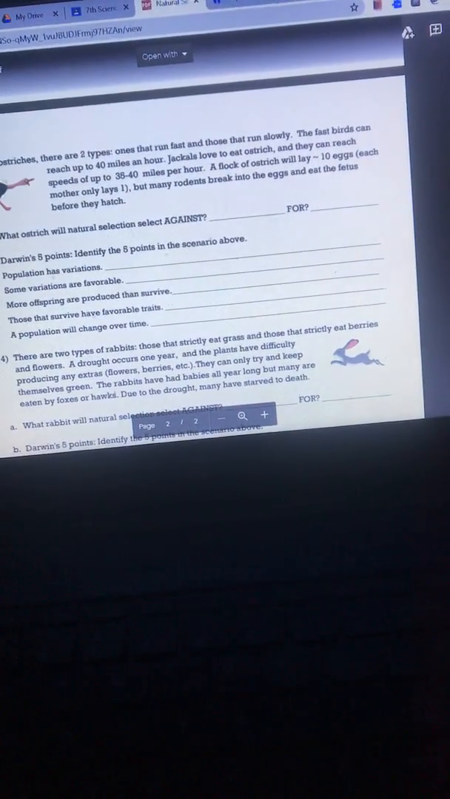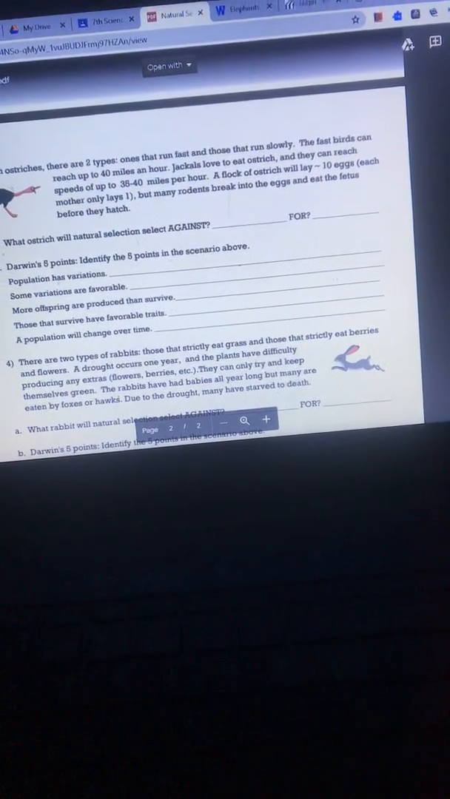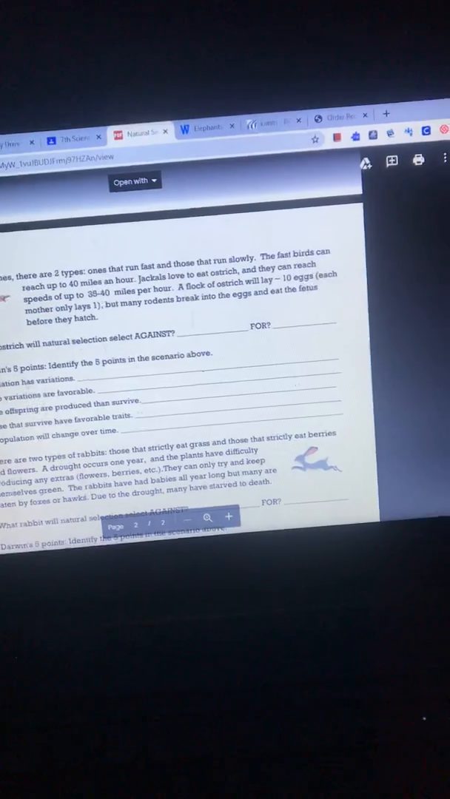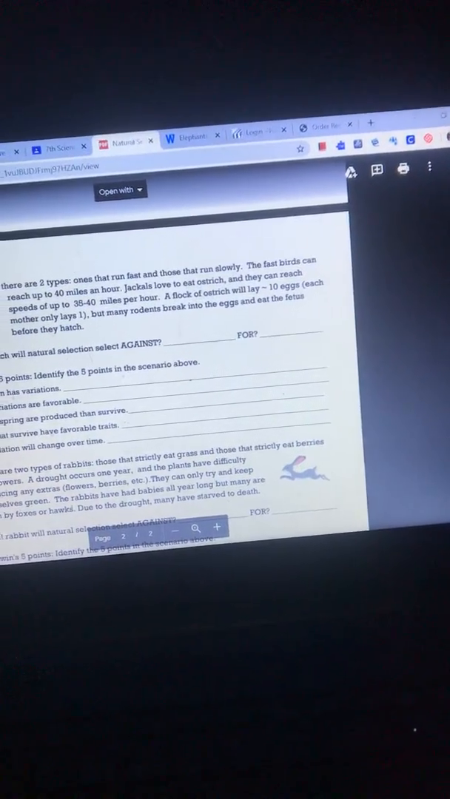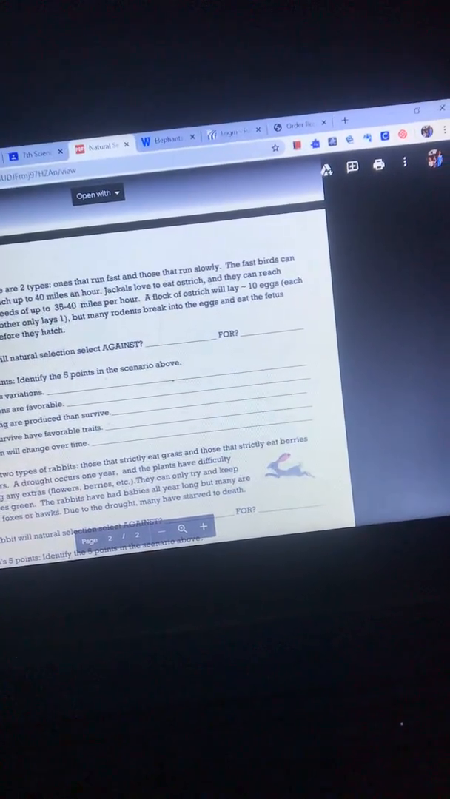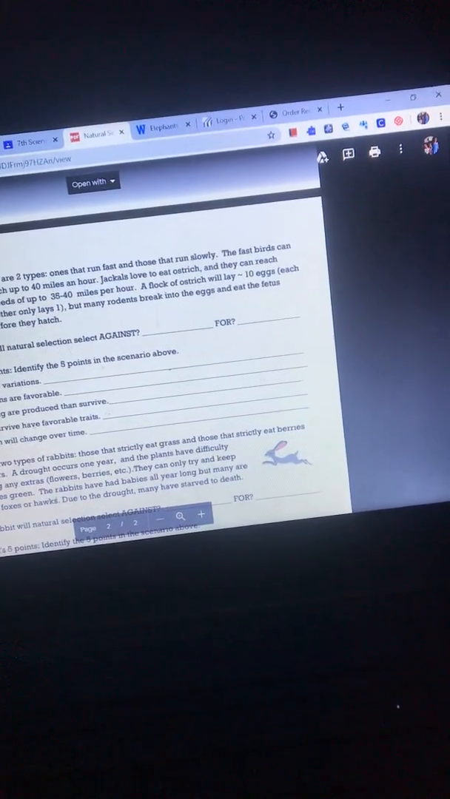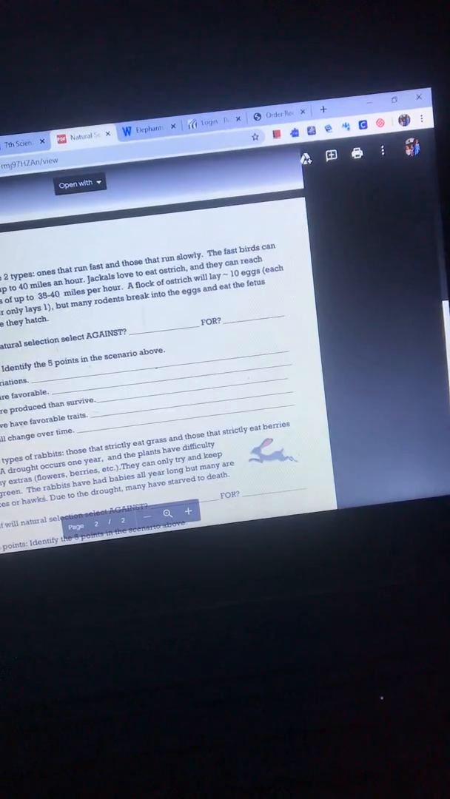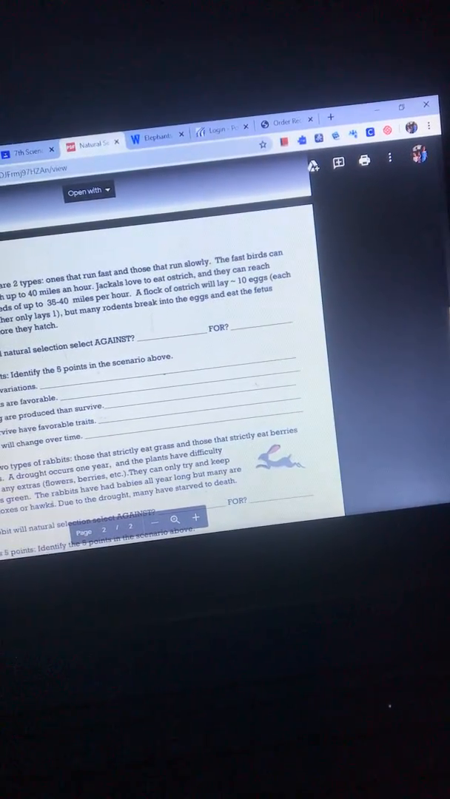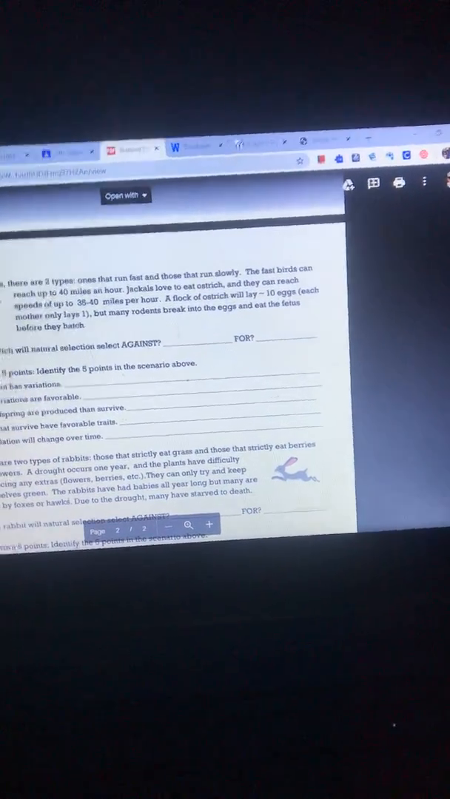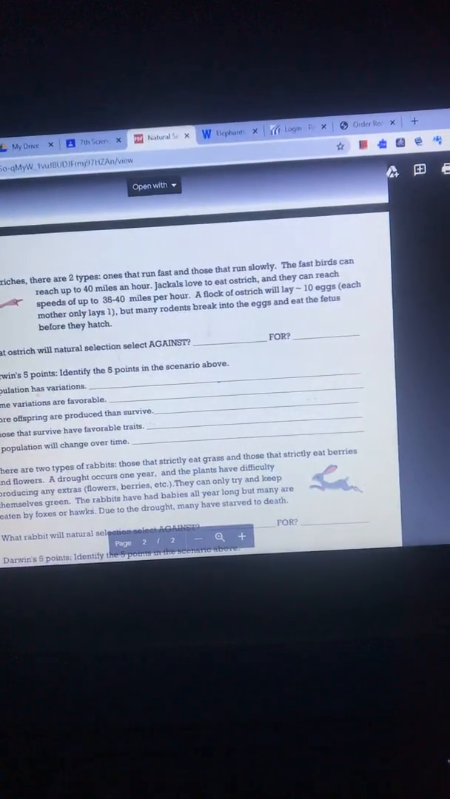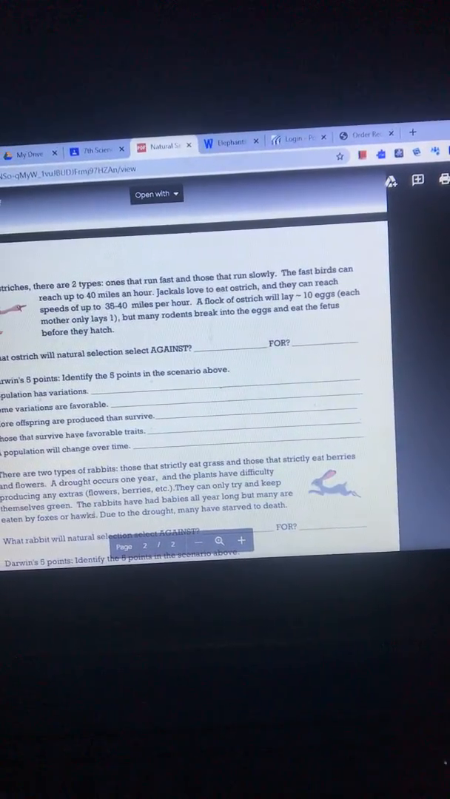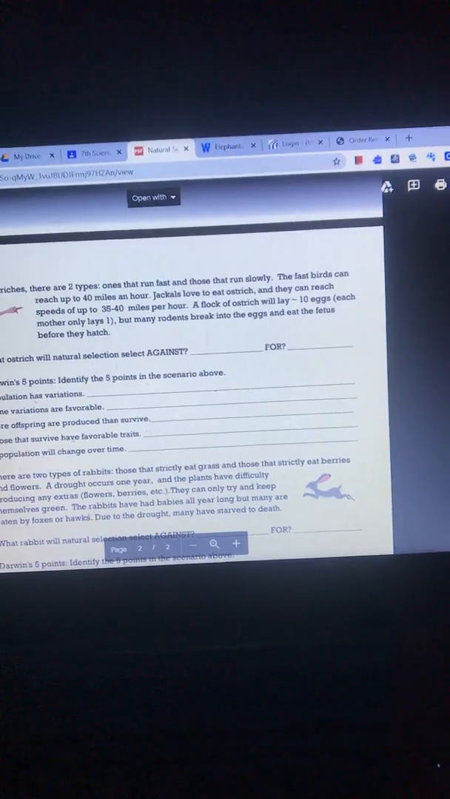A flock of ostrich will lay about 10 eggs. Each mother only lays 1. Okay, so a flock will lay about 10. So if there's 10 mothers, or some mothers maybe don't have babies. Okay, but many rodents break into the eggs and eat the fetuses before they hatch. Oh, that's sad. Okay. So what ostrich will natural selection select against?